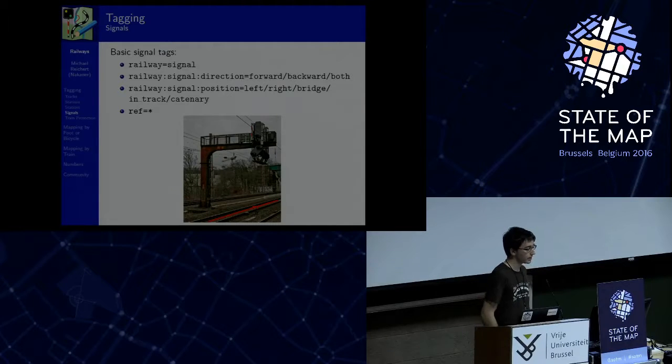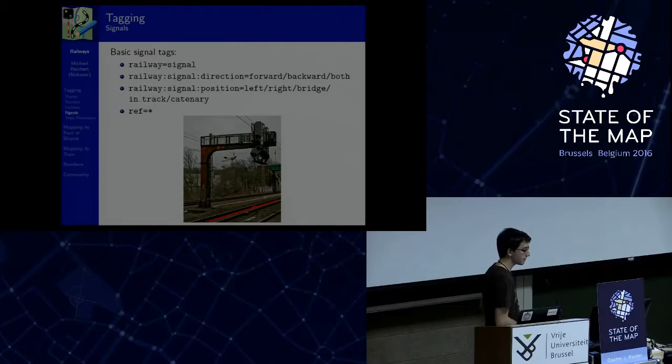Now the railway signals. Railway signals are mapped as nodes on the railway tracks, not beside them. Use railway=signal and a large bunch of additional tags. One of the most important tags is railway:signal:direction. It says if the signal applies to the forward direction of the way or the backward direction or both.